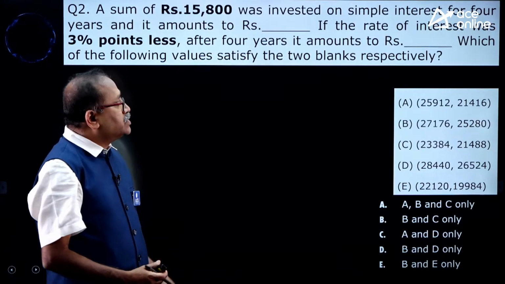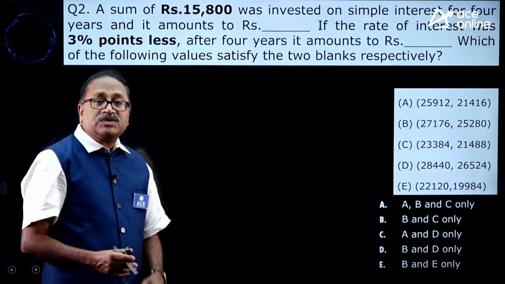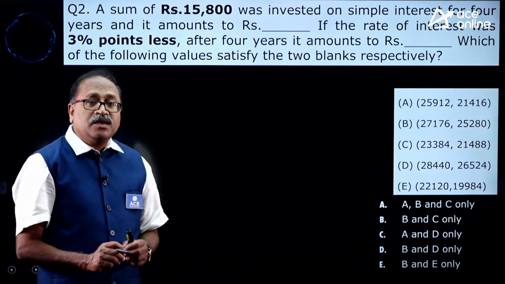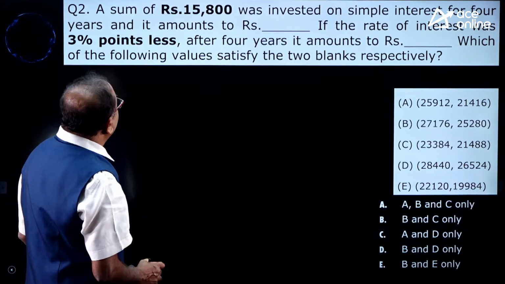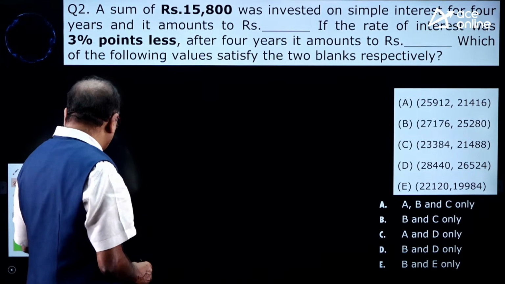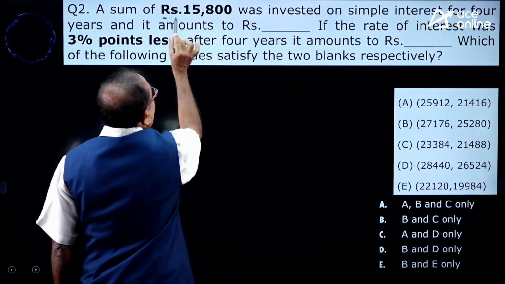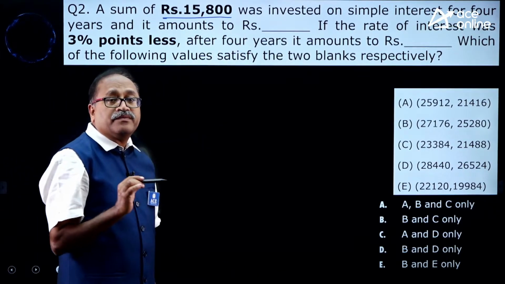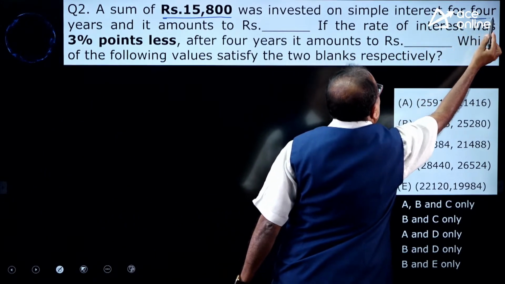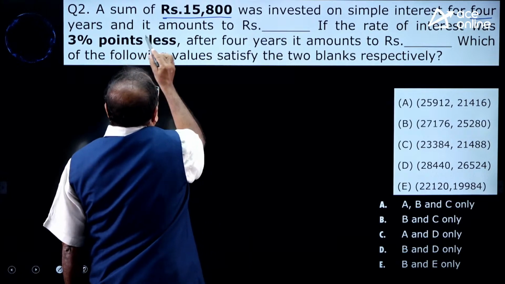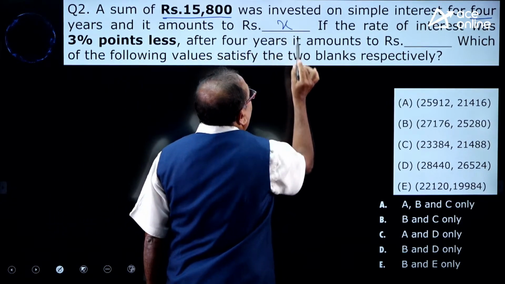Now, here is your next question, and this question is more especially we get in the banking exams, but also in the other exams too. So, let me read the question and then we will discuss based on that. So, what is given here? A sum of rupees 15,800 was invested on simple interest for how many years? 4 years, and it amounts to rupees x.